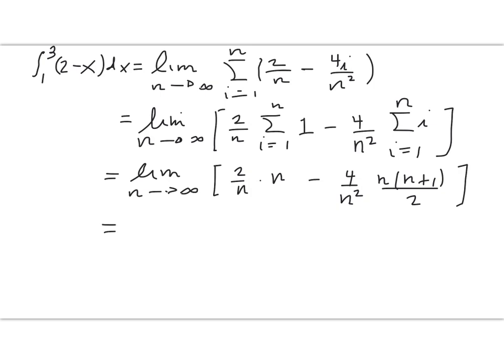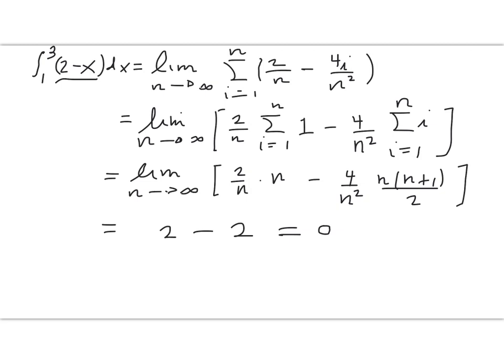Now, when we take the limit of all this stuff, what's going to happen is that the first limit is 2, and this second limit is also 2. So when we take 2 minus 2, lo and behold, we get 0. Now what does that tell us? Well, it tells us that this signed area between this function, 2 minus x, and the x-axis is equal to 0 on the interval from 1 to 3.